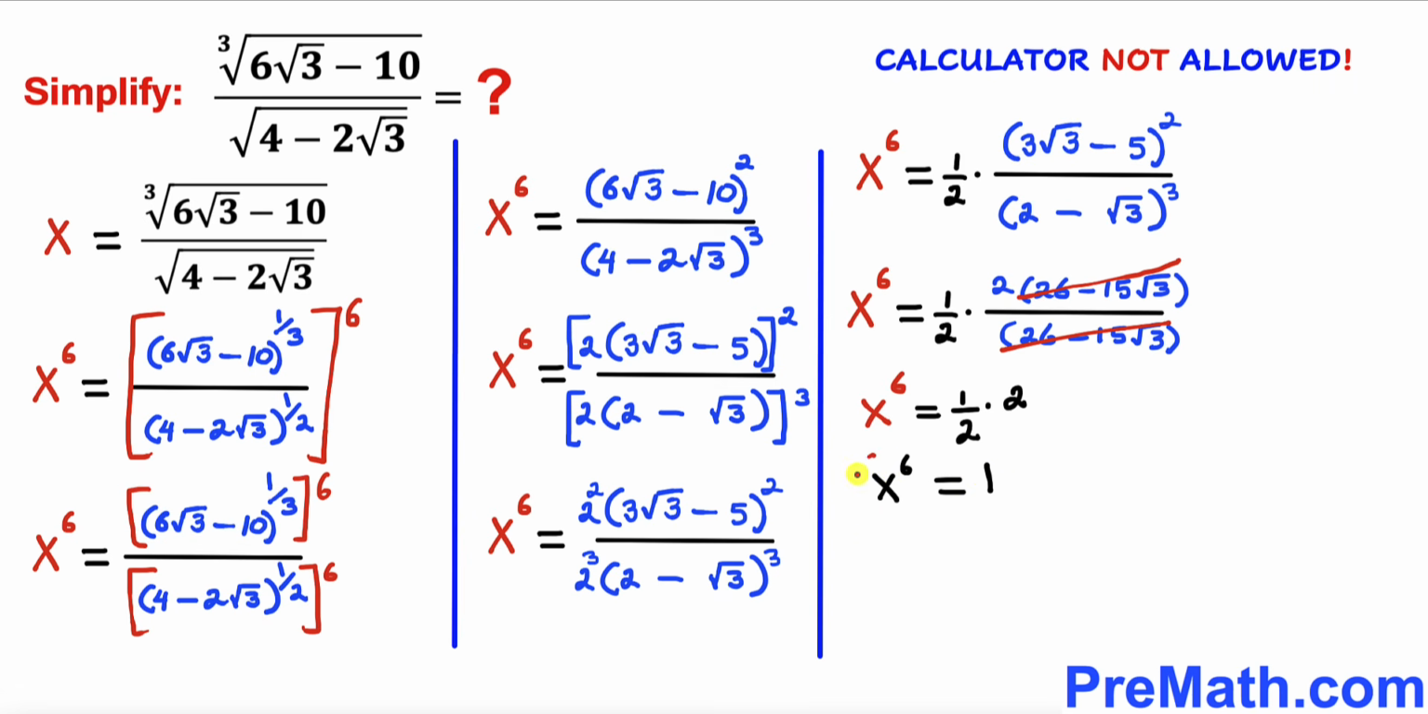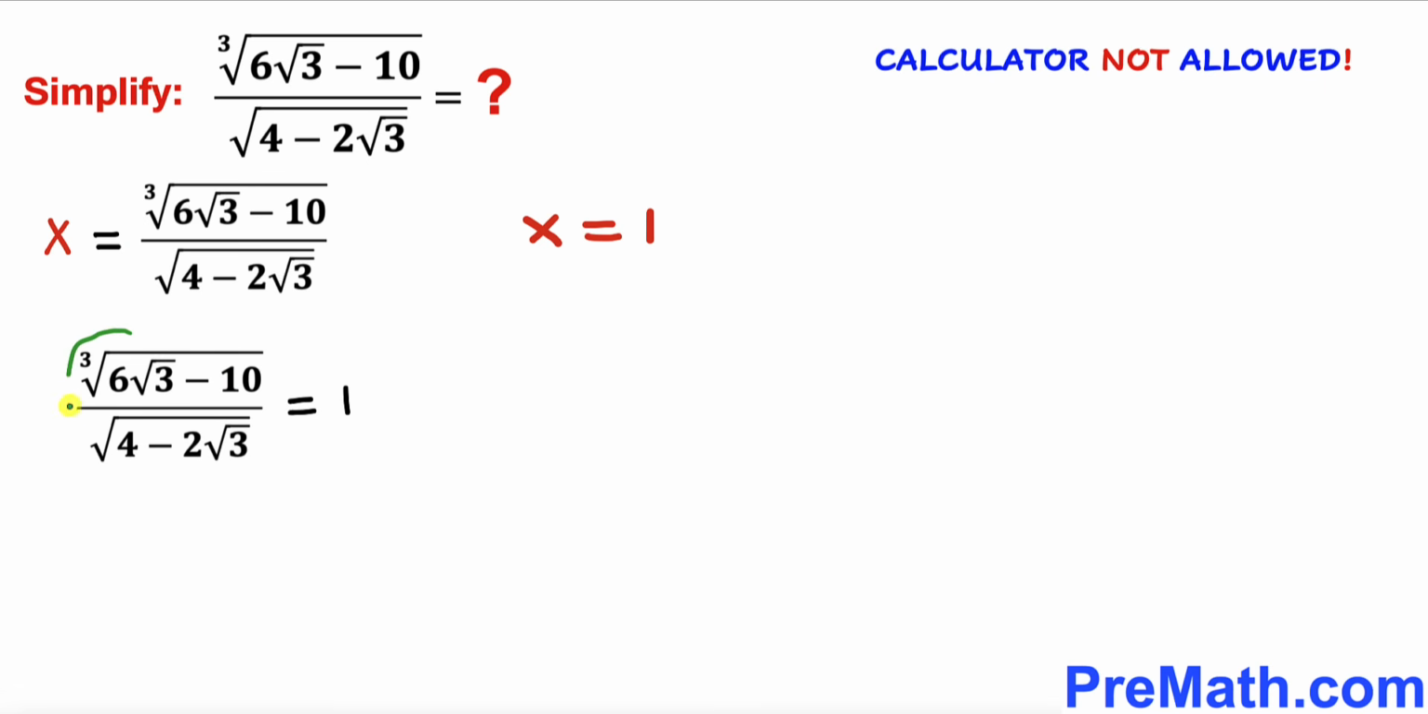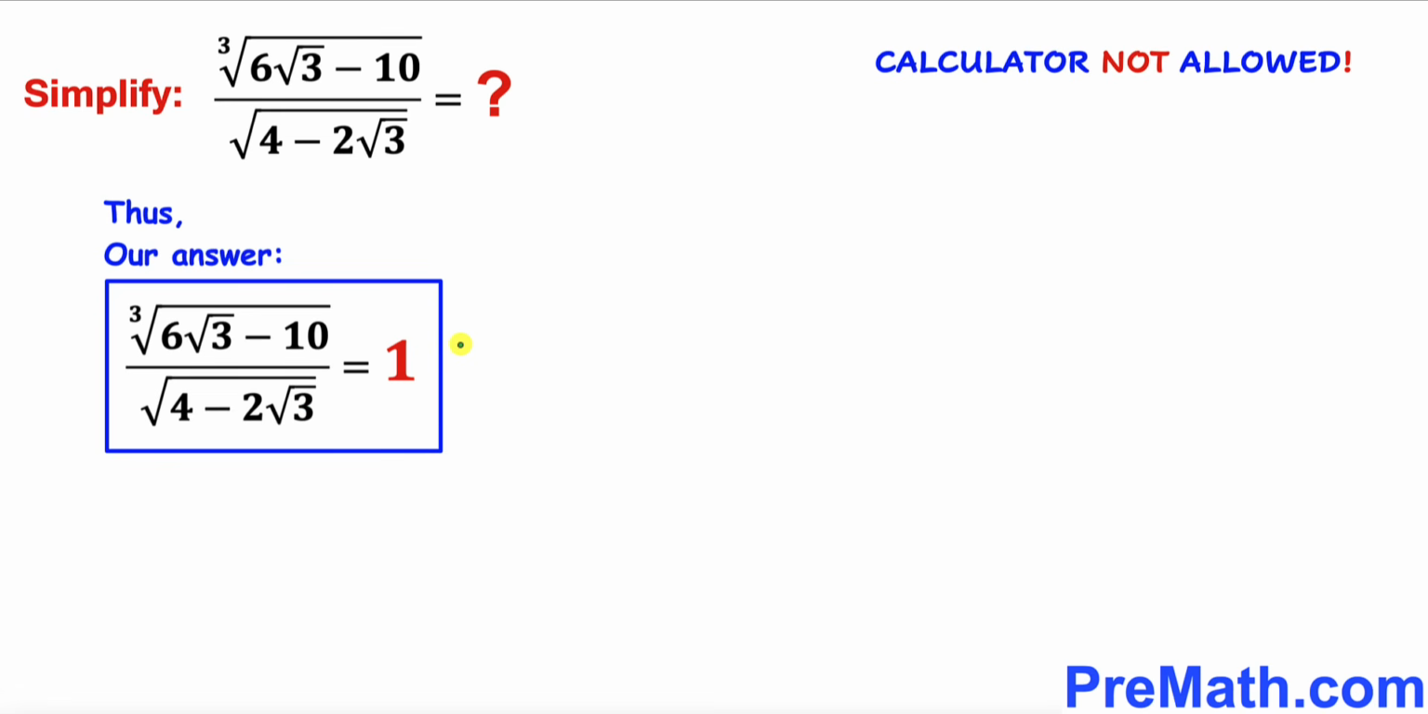And now if we take power 1 divided by 6 on the left hand side, and likewise take a power 1 divided by 6 on the right hand side as well, then we are going to get x equals to simply 1. So thus our x value turns out to be equal to 1. And we also know that x equals to this whole expression. So therefore we conclude that this whole given expression turns out to be equal to 1. So thus after all the calculations and manipulations, this rational expression turns out to be equal to 1. And that's our final answer.